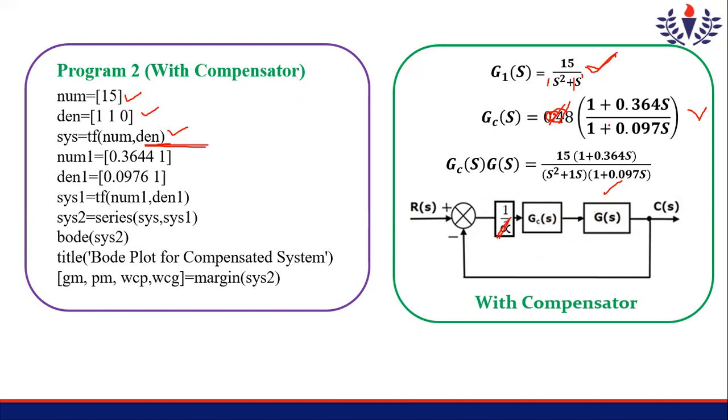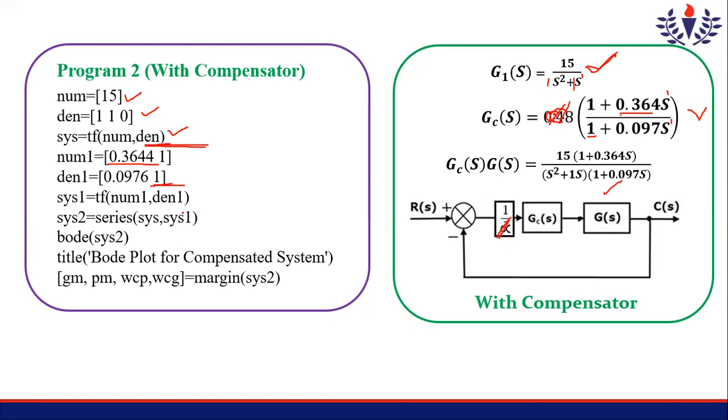Compensator system transfer function, numerator 1. Here the highest power is s power 1. S power 1 coefficient is 0.364, and next is s power 0, 1. So this is the numerator coefficients. And coming to the denominator, the s power 1 coefficient is 0.0976, and next the s power 0 coefficient is 1. So this is the numerator and denominator.